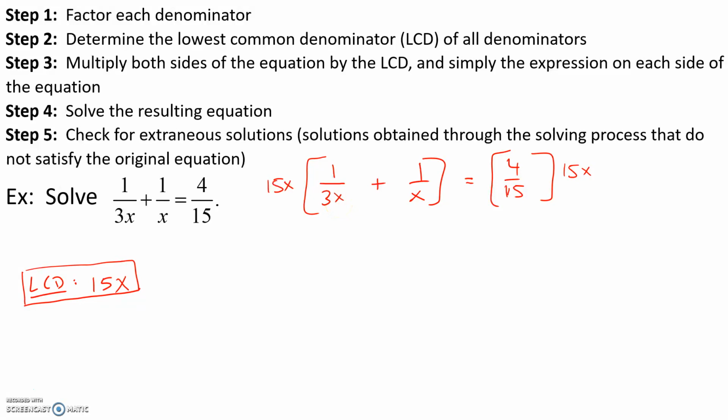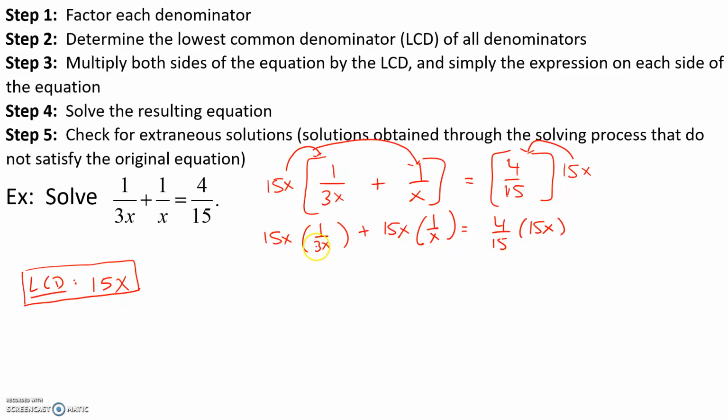Now step 4, solve the resulting equation. So to solve the equation, we will first distribute the 15x to each term. So the first term will be 15x times 1 over 3x plus 15x times 1 over x equals 4 over 15 times 15x. It's very important that you show all these steps because it'll prevent you from making a silly arithmetic mistake. Okay, now let's reduce.